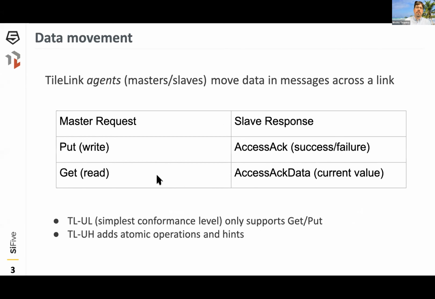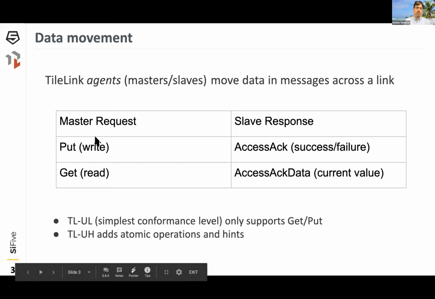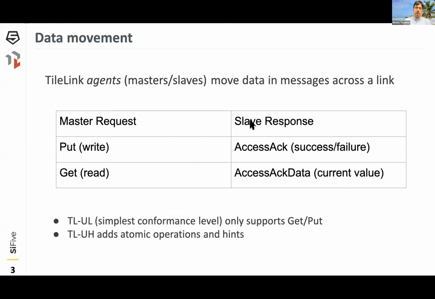So just to walk you through the basics of this, the idea is that you have agents, which are components in your SoC that need to talk to each other, and they can either act as a master or a slave, because the TileLink protocol is a master-slave protocol. It only ever connects two agents together, and you move data across the link that connects them. So an example would be the master might say, I want to do a write. That's a Put message. And then the slave, upon receipt of that message, will respond with an AccessAck, an access acknowledgement saying whether or not the write succeeded.